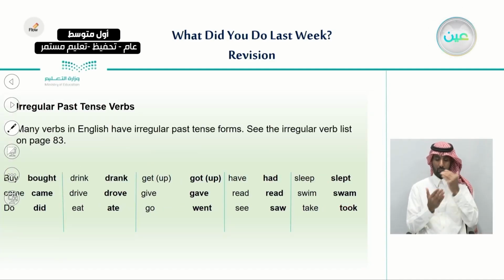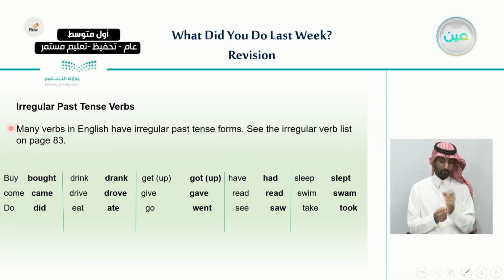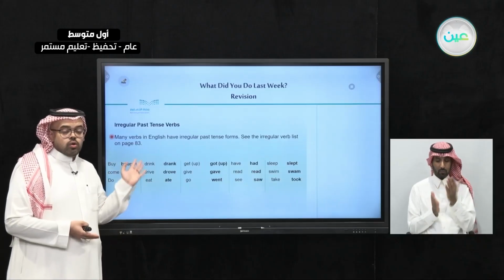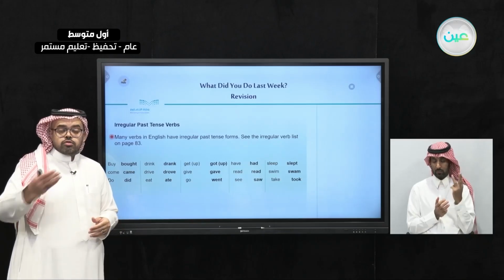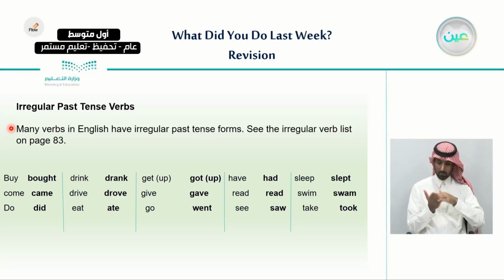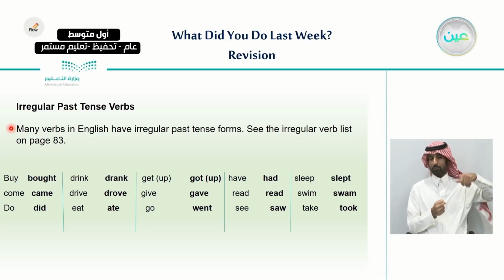Another form we have is the irregular past tense verb. So here we said, and I hope that from last time you had the chance to go to your books and see the list on page 83 about these irregular verbs. Last time we talked about how these verbs have their own form of past tense. For example, buy. This is a verb in the present, but if you want to use it in the past, you will change it to another form, which is bought.